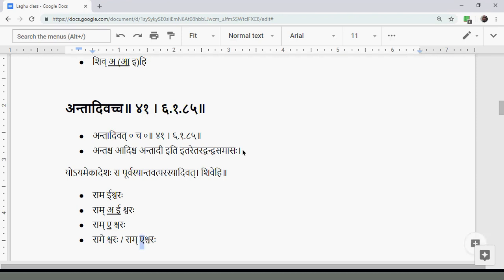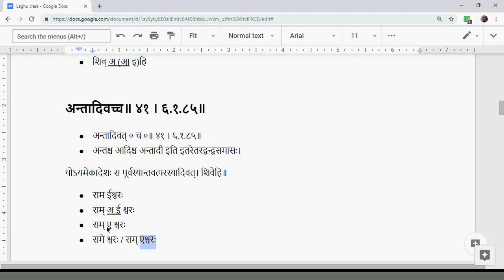Because this A is not Ishwara, it does not make the Ishwara word. And Ram is also not Rame. Is it Rame or is it Eshwaraha? What is A part of? So there, this Antadivachya says what? Antadivat says this A is both. Ekara belongs to Rame also, and Ekara belongs to Eshwara also.